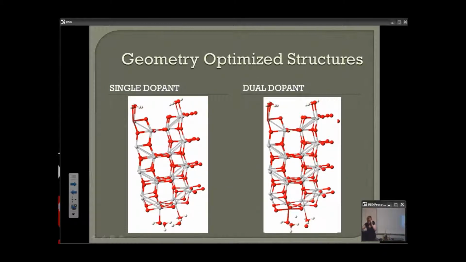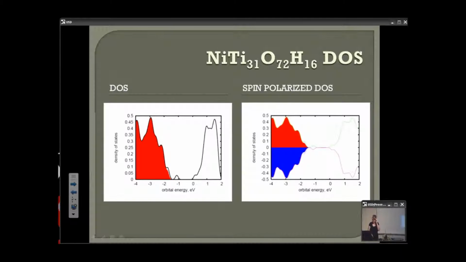So what we're studying is the single dopant and the dual dopant, and you can't really see with the colors too well, but here, nickel, we have a single dopant, and this one, we have it on the top and bottom surfaces, and then each top and bottom surface is covered with 4 water molecules.